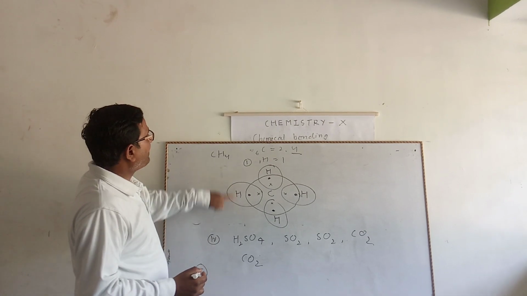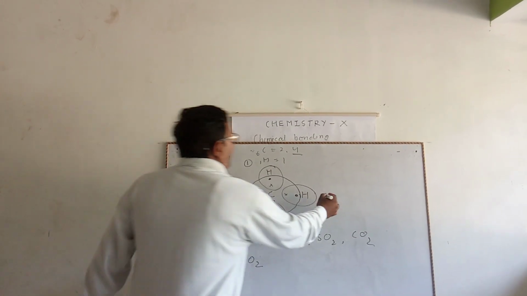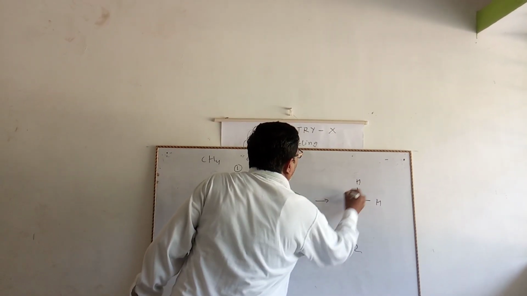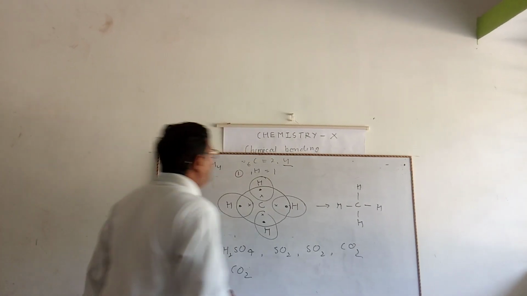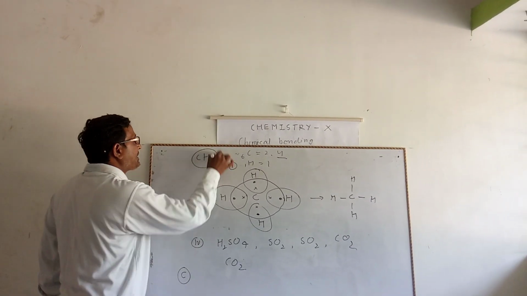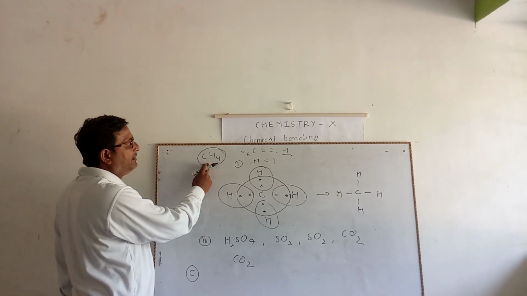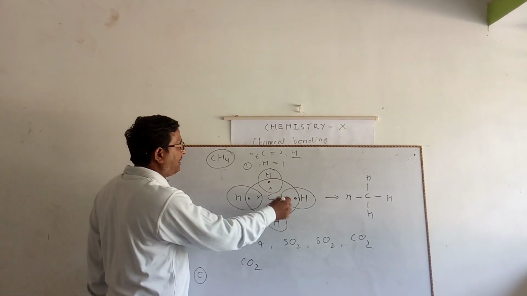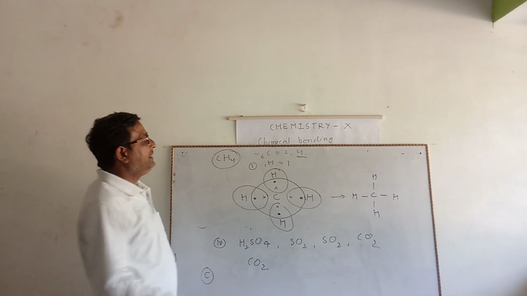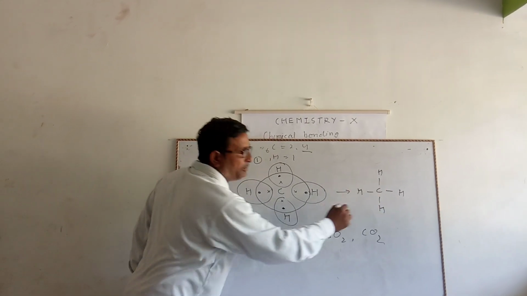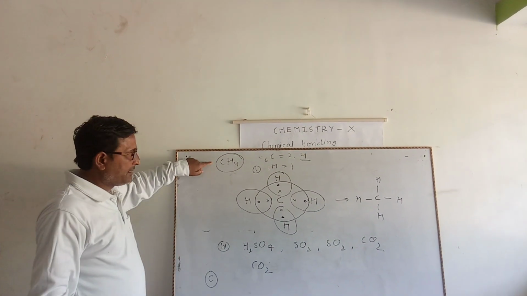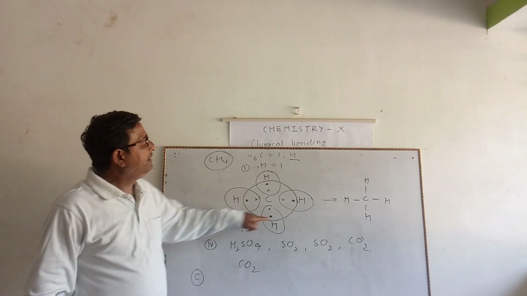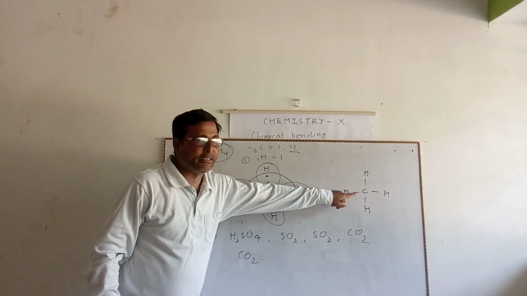So in the formation of methane, carbon shares equal electrons with hydrogen and forms methane. This formula is called the molecular formula of methane. This one is called the electron dot diagram or Lewis diagram. This is called the structural formula of methane. So see, this one is the molecular formula of methane, this one the electron dot diagram, and this one the structural formula of methane.